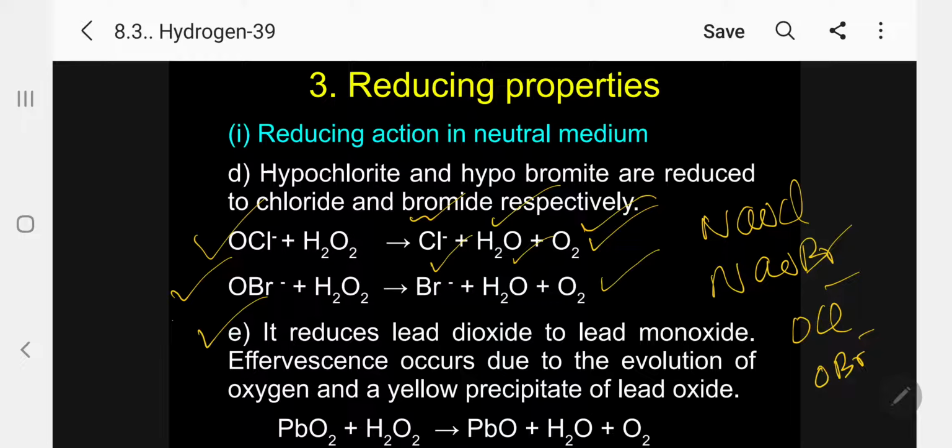Next example, it reduces lead dioxide to lead monoxide. Effervescence occurs due to the evolution of oxygen, and a yellow precipitate of lead oxide forms. The lead oxide is a yellow precipitate. Again, water and oxygen are produced. This is again taking place in neutral medium.